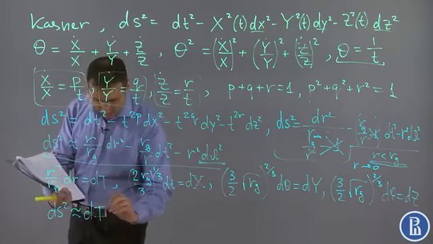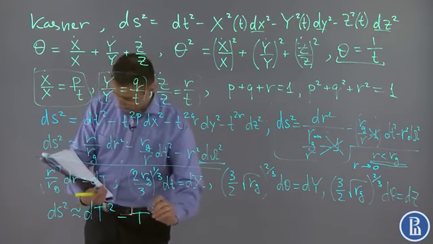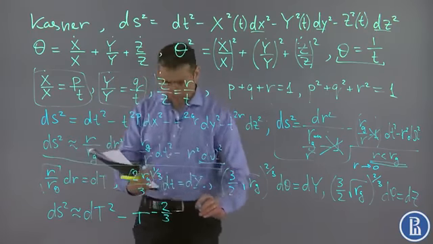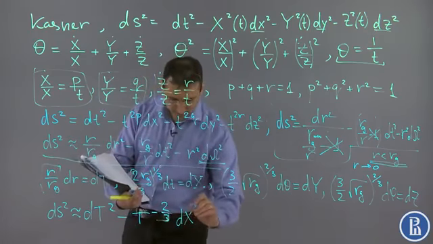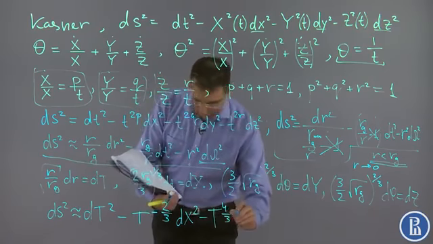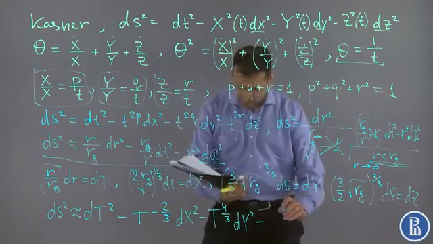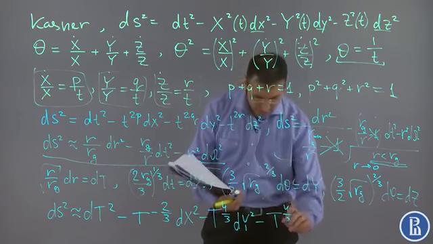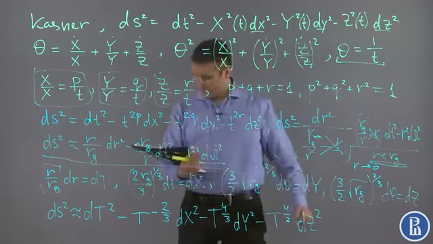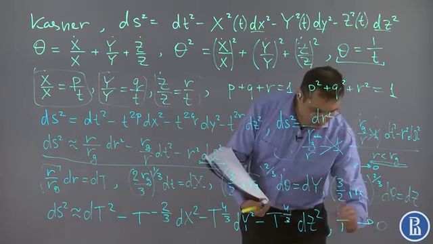Let me first write the metric and explain the approximation. It's t to the power minus 2/3 dx squared minus t to the power 4/3 dy squared minus t to the power 4/3 dz squared. And here t goes to 0.